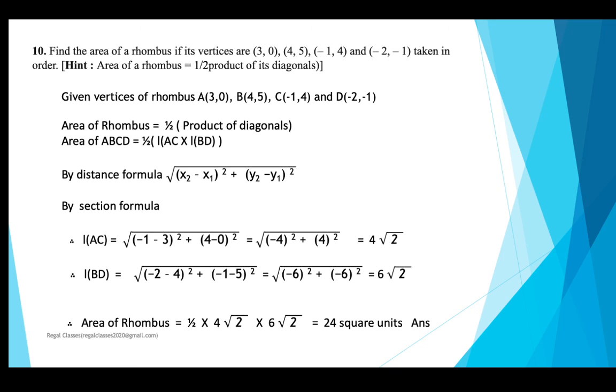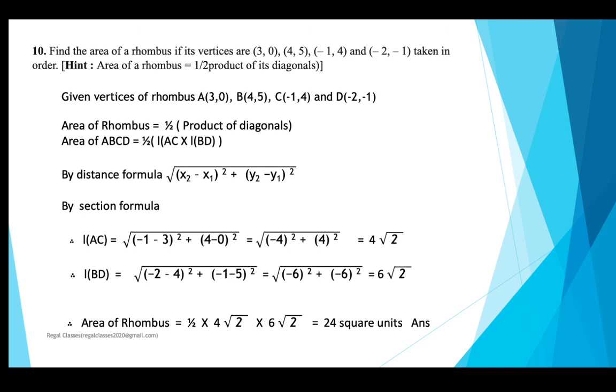Here you will find the area of a rhombus, and you are also given a hint that the area of a rhombus is half the product of its diagonals. So you have to calculate the length of the diagonals. This is more of a distance formula, and then you calculate the area of the rhombus, 24 square units.